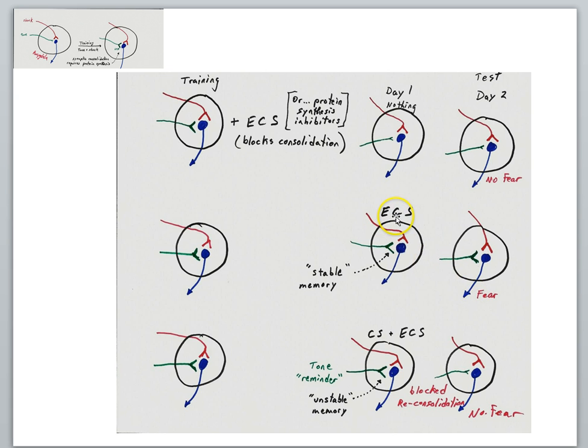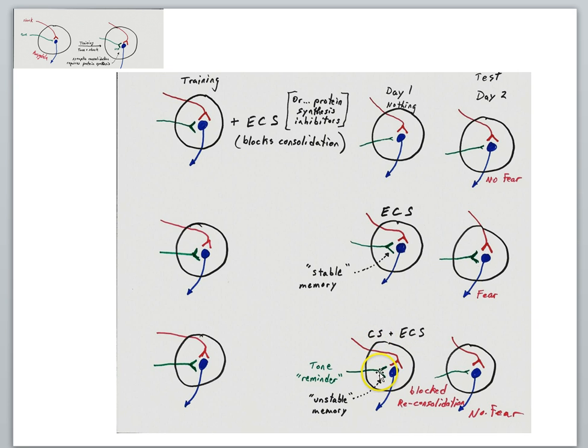So notice then the ECS has to be done right after training to block consolidation. Then you can block the memory. But if ECS is simply performed alone a day after the training, that won't have an effect on the memory. And take a look at this one down here. We have tone shock, tone shock, tone shock. And then on the next day, you give a reminder. So you activate the tone pathway and then give the ECS, right after the conditioned stimulus.